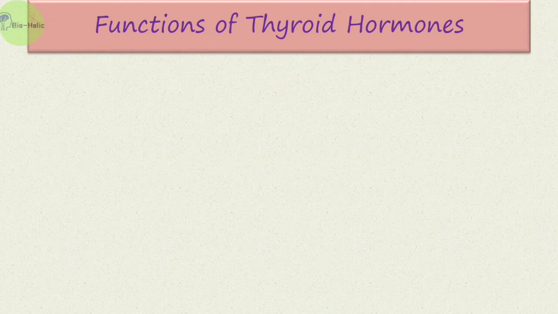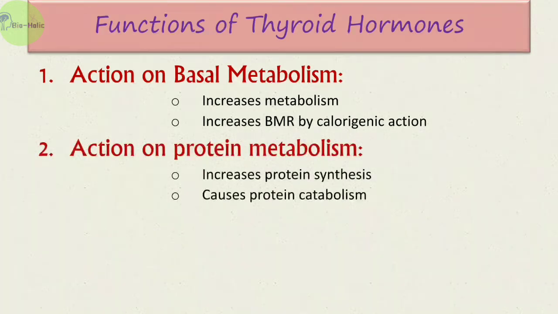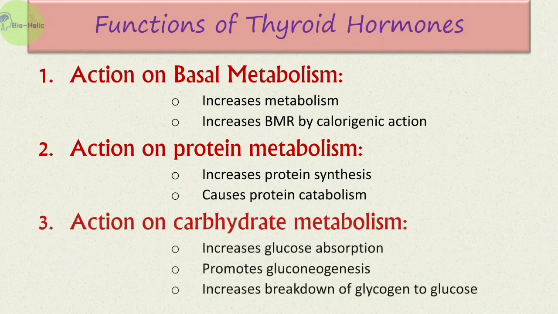Now, what are the functions of thyroid hormones? Thyroid hormones increase metabolism, and they also increase BMR, that is basal metabolic rate, by calorigenic action. They increase protein synthesis and cause protein catabolism. They also increase glucose absorption, promote gluconeogenesis, and increase breakdown of glycogen to glucose.